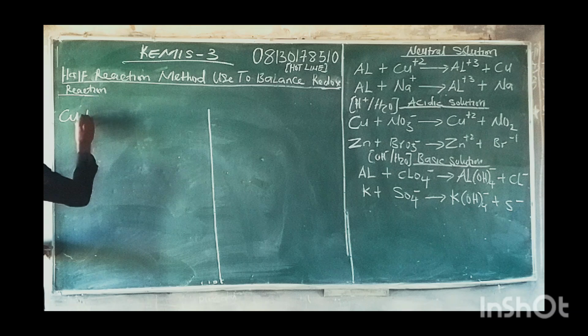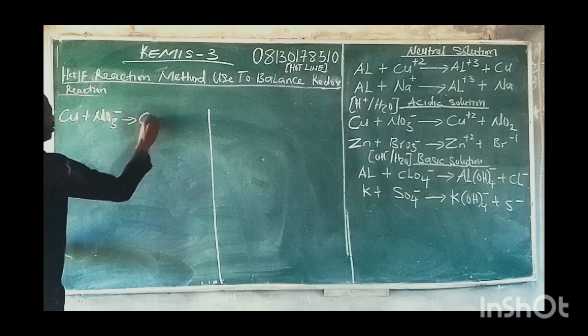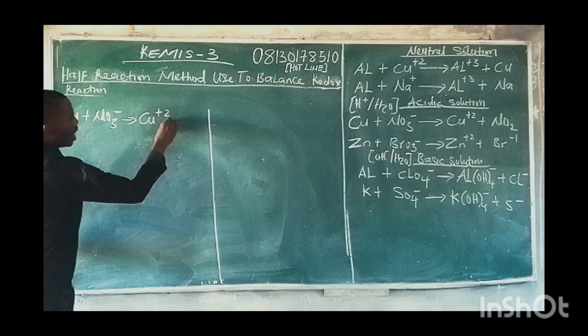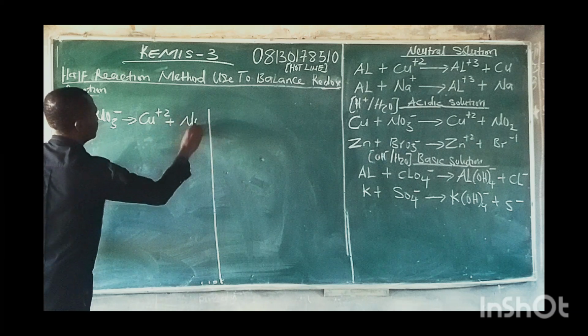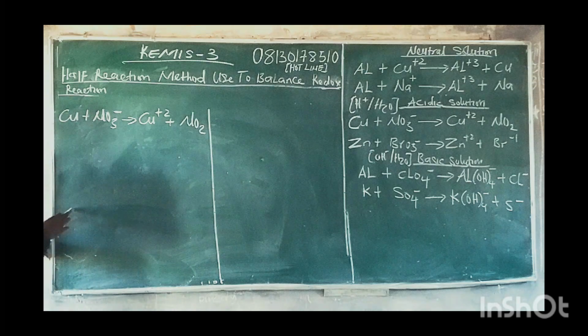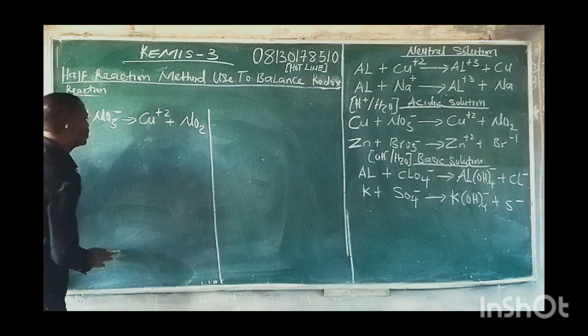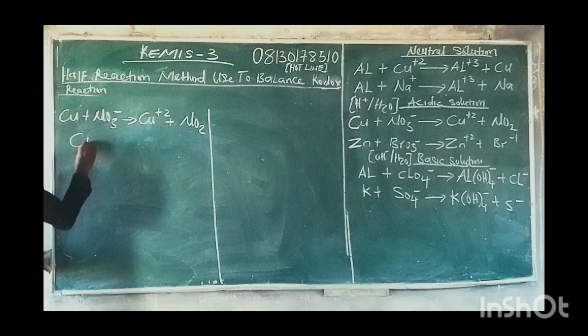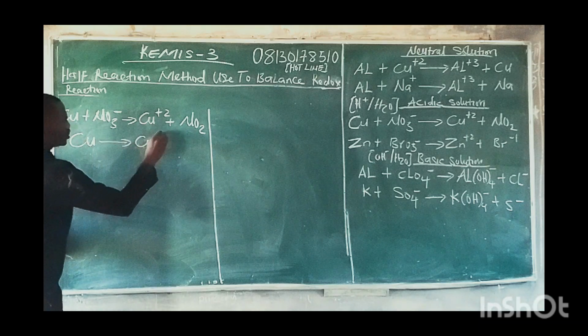Copper plus NO3 minus gives me copper plus 2 plus NO2. Alright, so what I have there is this. Let's divide the equation into 2. That's the first step. Divide the equation into 2 halves. Let's pick up copper. Copper gives me copper plus 2.